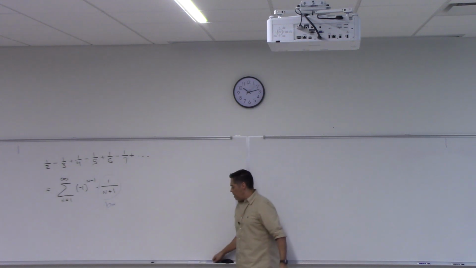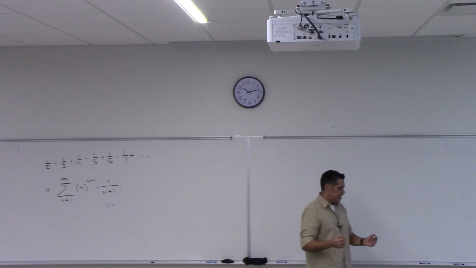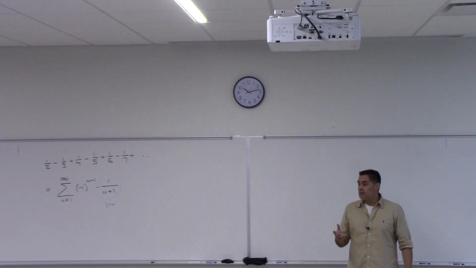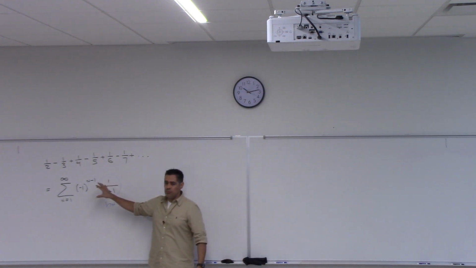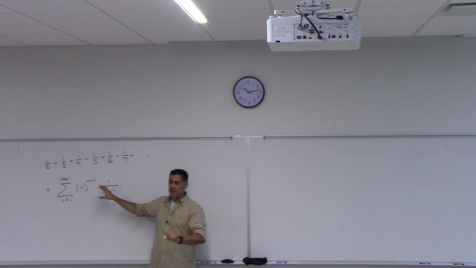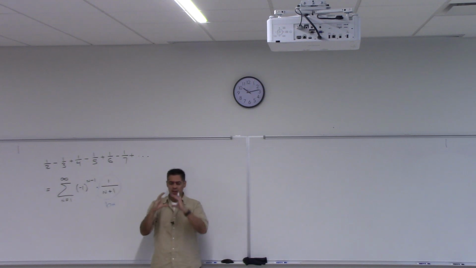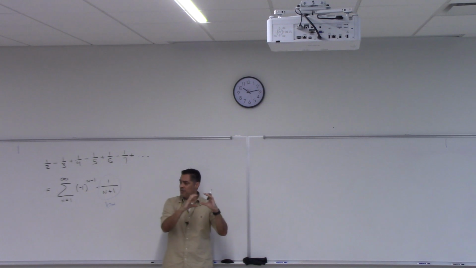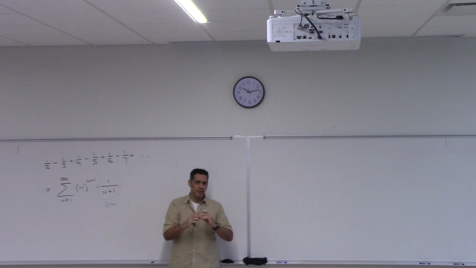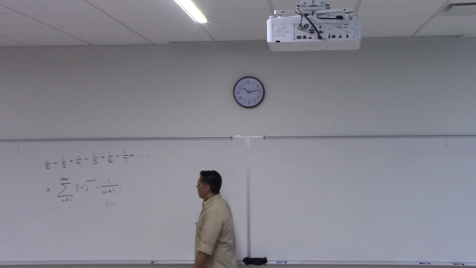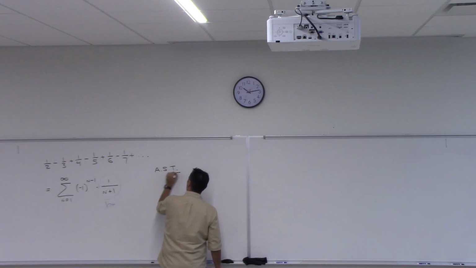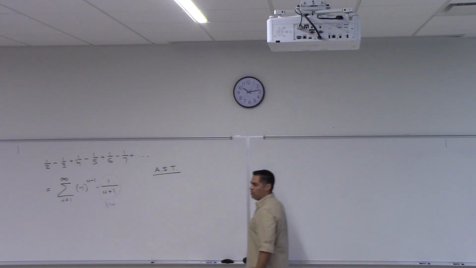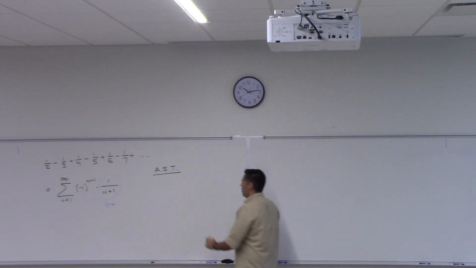Now, I'm going to use the alternating series test. Why? Because it's an alternating series. Could I use the comparison test? No, remember the first condition of the comparison test is that all the terms have to be positive. So you cannot do a comparison test here. So I'm going to do the alternating series test. I'll just call it AST from here on out. Okay, what do I want to show?